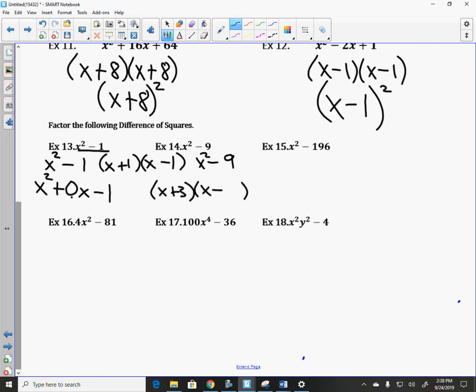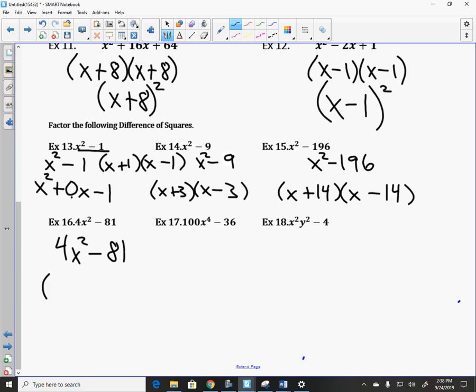X plus 3, x minus 3. How about x squared minus 196? What are the two numbers that multiply to 196? Plus 14, minus 14. This is 4x squared minus 81. Little trickier. What are the two things that multiply to 4x squared? 2x, 2x. Two numbers that multiply to negative 81.